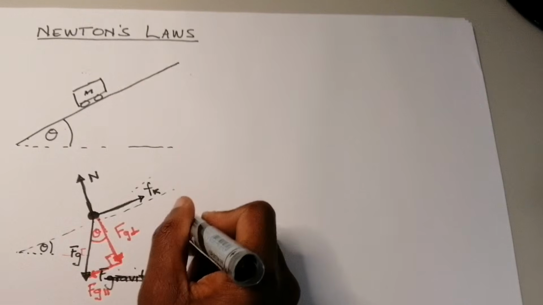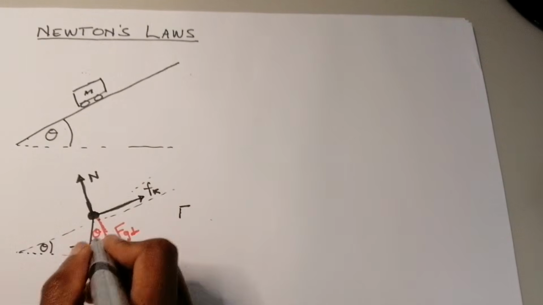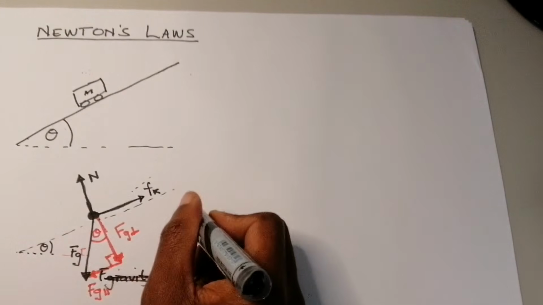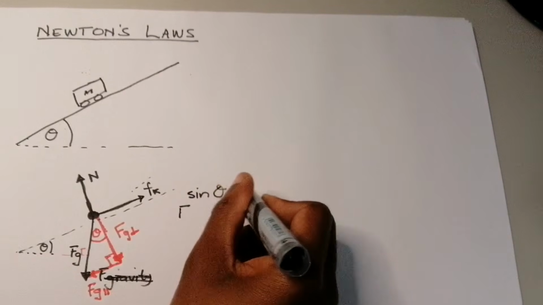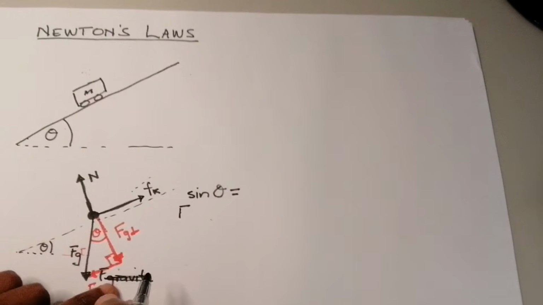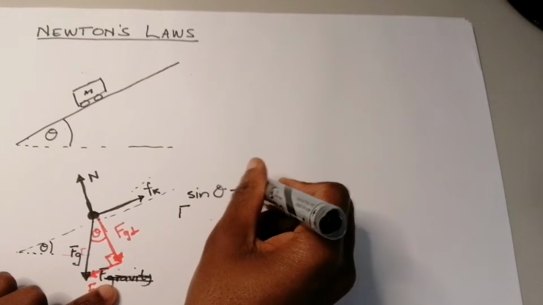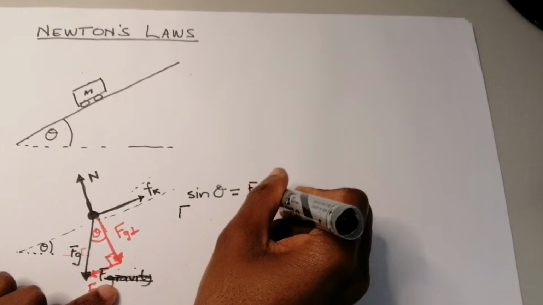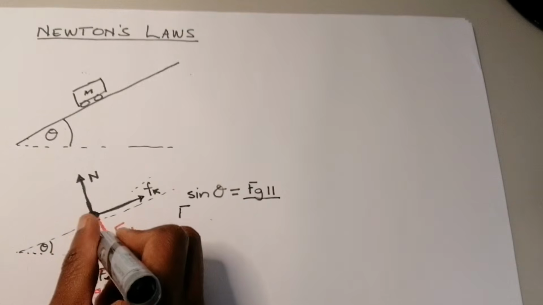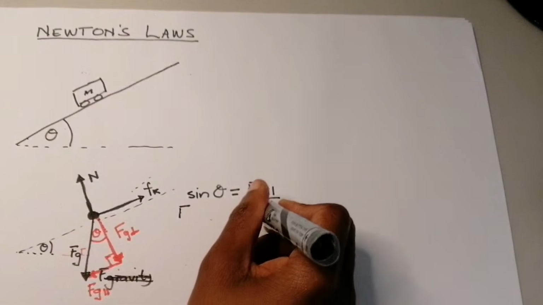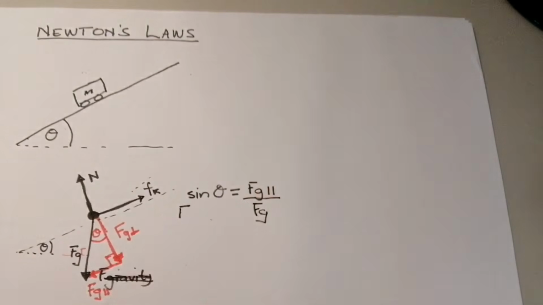So it means that FG, or rather, let's say the sine of theta. The sine of theta will be equal to, that's opposite. What's my opposite side? That's FG parallel over, right, my hypotenuse. So that's opposite over hypotenuse, which is FG.